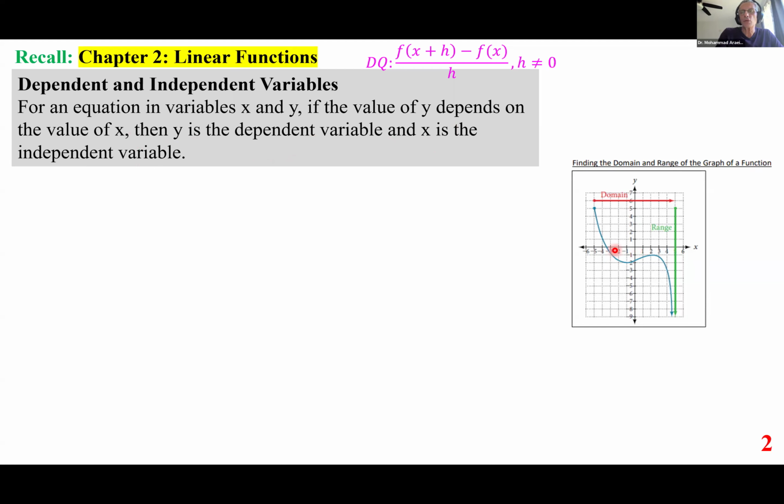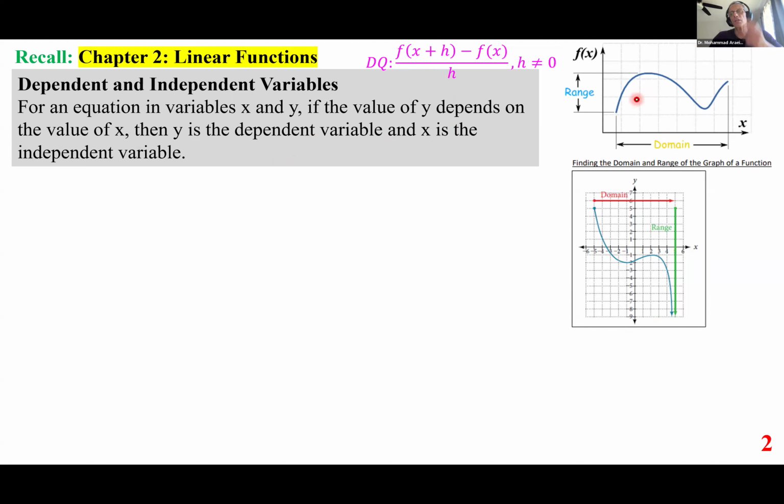So domain refers to all x along the x-axis that are acceptable, and range refers to all the y coordinates. So for example, if you look at this graph, you try to lay it over the x-axis, which portion it covers. That's the domain. Try to lay it over the y-axis, which portion it covers. That's the range.